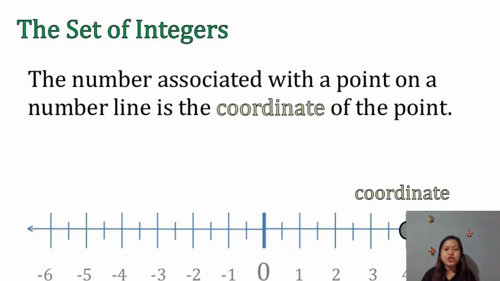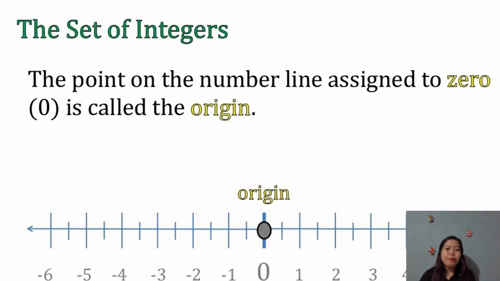The number associated with a point on a number line is the coordinate of the point. Again, that is the coordinate of the point. So here, this one is 4, indicated here. That's the coordinate of the point. The point on the number line assigned to 0 is called the origin. So what is at the center is 0, and we call that the origin.